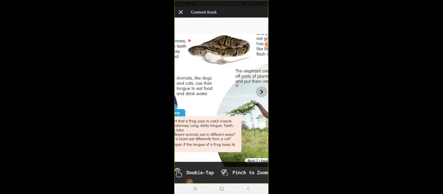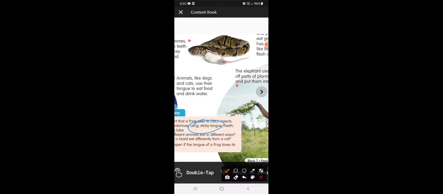Here in the practice questions, the first question is: circle the part that a frog uses to catch insects. Long nose, antenna, long sticky tongue, teeth, long feeding tube. Definitely for a frog it is the long sticky tongue. Now in the second question, why do different animals eat in different ways? As they have different body sizes and their food is also different, they have different ways of eating. How does a lizard eat differently from a cat?